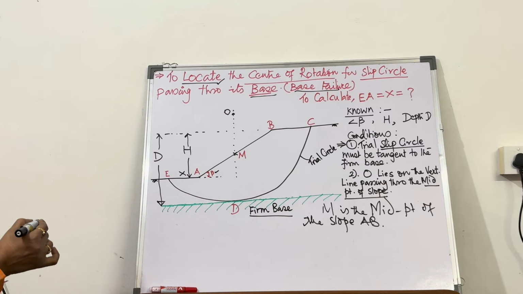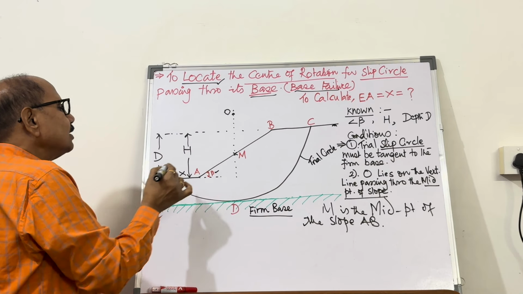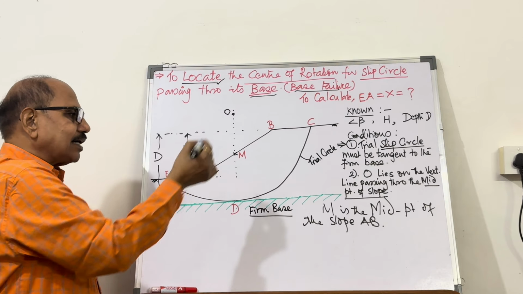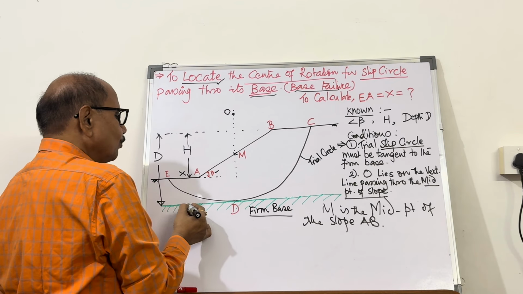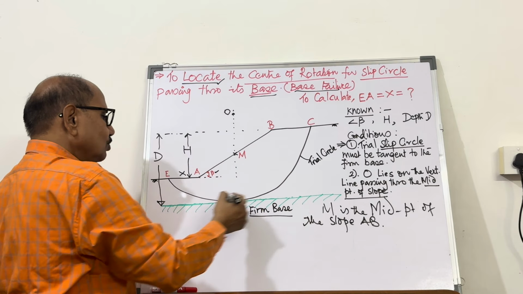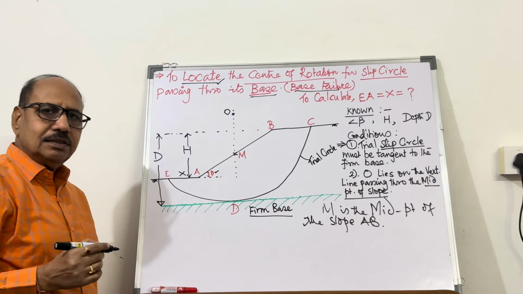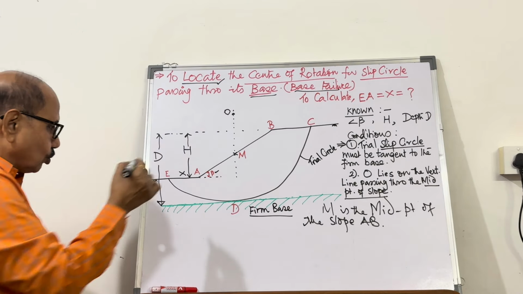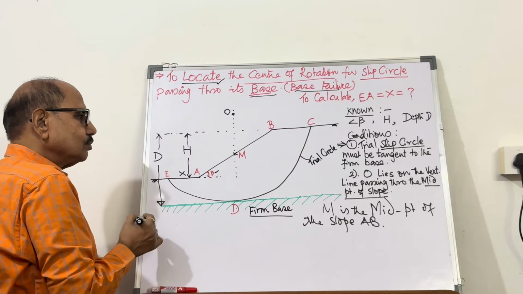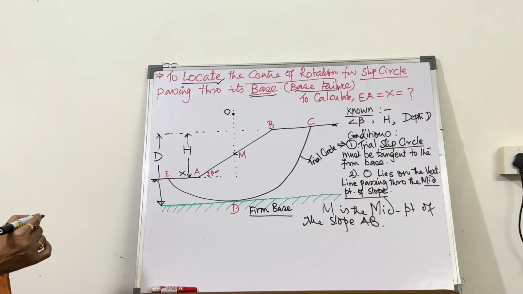So how will you find it out? Because the depth is known, now H is known to you. Whenever you are going to have a trial slip circle, the firm base is going to be tangent to this circle. So you know the firm base at what depth it is going to penetrate. So D is known, the height of the slope is known, and angle beta is known.